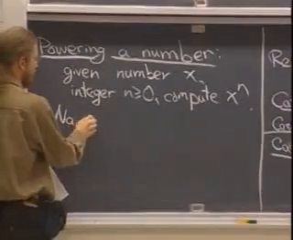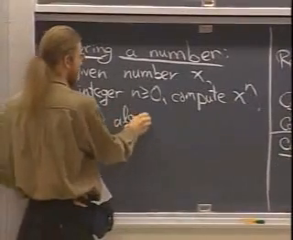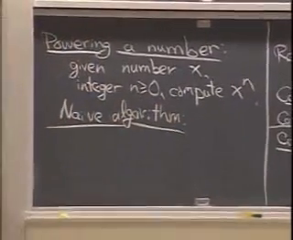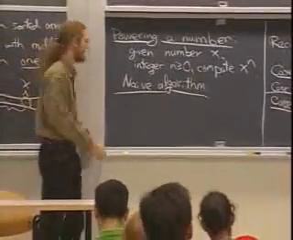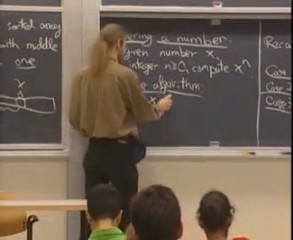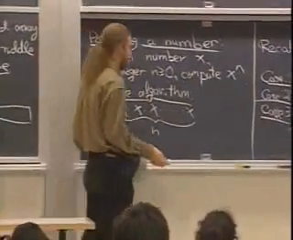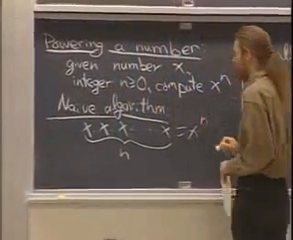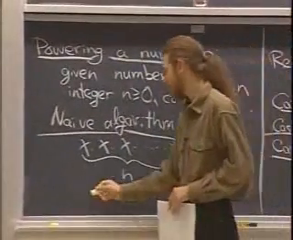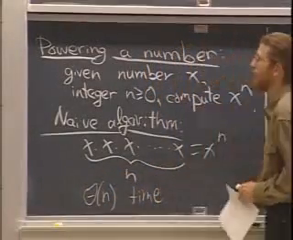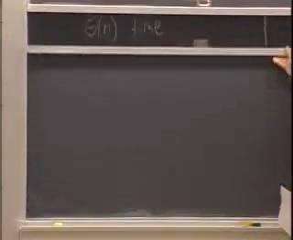So the naive algorithm is very simple. How do you compute x to the power n? Well, the definition of x to the power n is I take x and multiply by x n times. So I take x times x times x times x, where there are n copies of x total. And that's x to the n. No big surprise. That's n multiplications, or n minus 1 multiplications, theta n time. But that's not the best you can do for this problem.